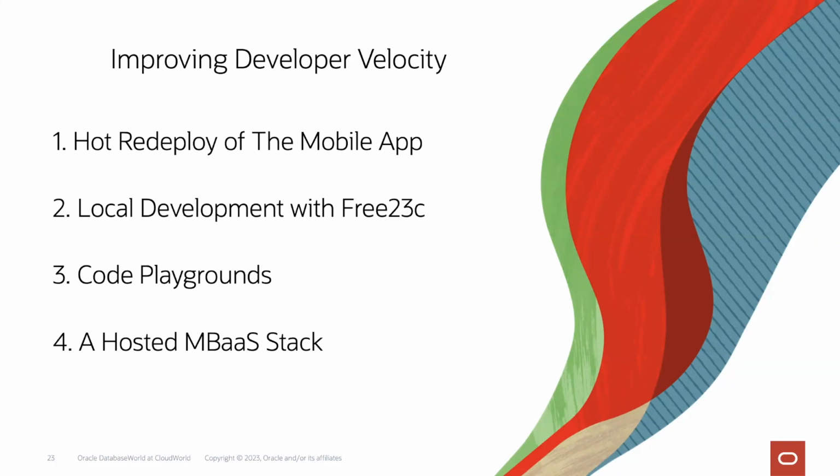So Oracle has a new offering for mobile application development. It provides numerous capabilities for improving developer velocity. It has hot redeployment for quickly iterating source changes. It has local dev and test using the new 23C free database image. It has code playgrounds that allow a user to experiment with the Parse API and prototype their code. And it provides a full-featured mobile backend as a service stack capable of supporting all the application's cloud resource needs.